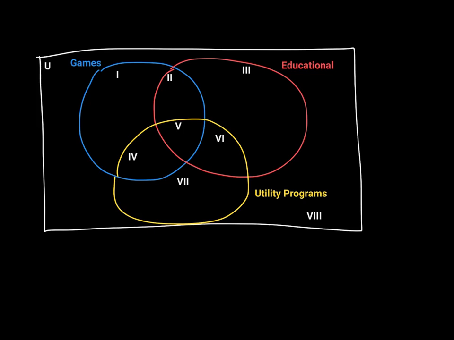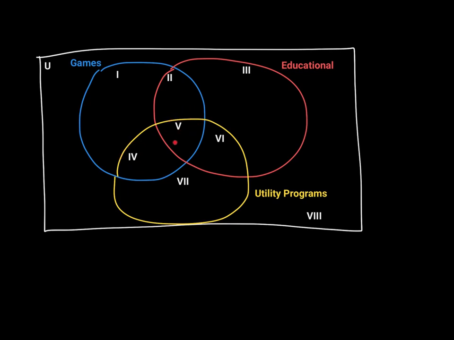All right, here's our Venn diagram. We have the 3 sets. The first set here is games, and then we have educational software, and then we have utility programs. Just to keep in mind, region 1 are those customers that purchased games only. Region 2 would be those customers that purchased games and educational software. Region 3 are those customers that purchased only educational software. Region 4 are those customers that purchased games and utility programs.